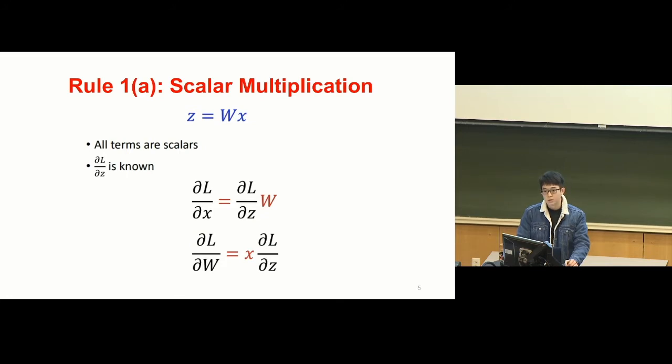So next, we are going to talk about some computation rules. Firstly, we start from the scalar, then move to the vectors. So here, z is a linear calculation of x. It is wx, and all terms here are scalars. The partial derivative of L to z is known. So the partial derivative of L to x equals the partial derivative of L to z times w, which is the chain rule. And the partial derivative of L to w equals x times the partial derivative of L to z.